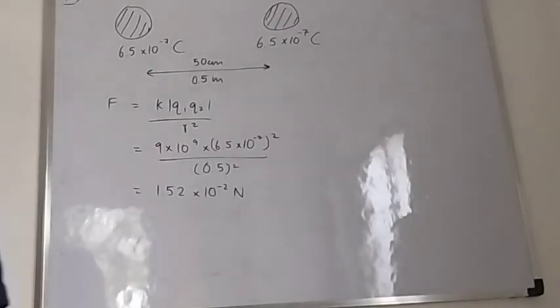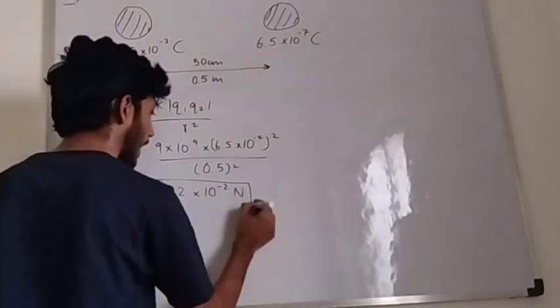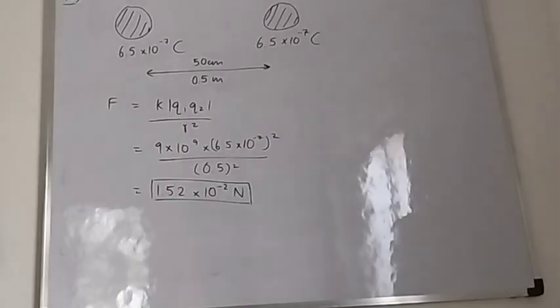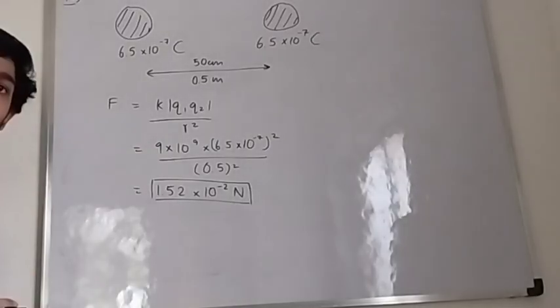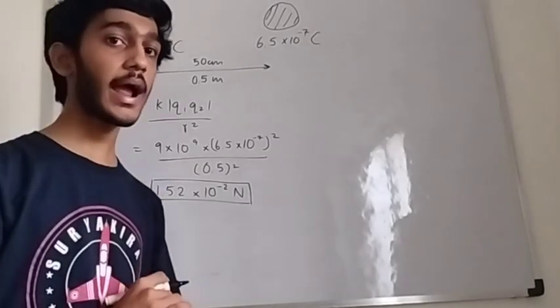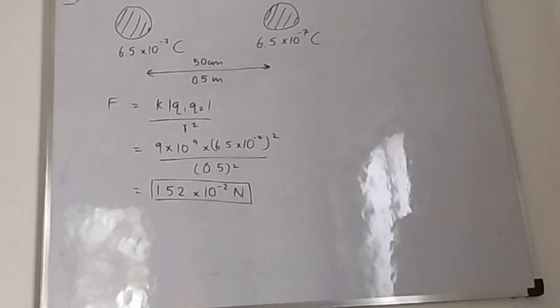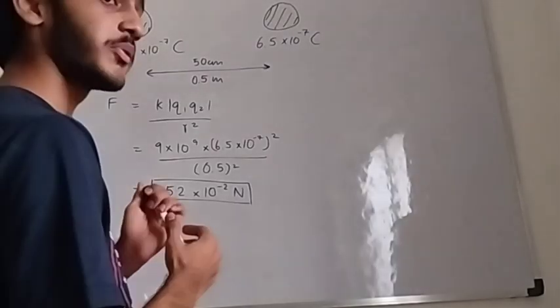Yeah, this will come out to be this. You can calculate it later. Okay, and in the second part it is asked what will happen to the force if the charge is doubled and the distance between them is halved. Okay. Yeah, force of repulsion if charge is doubled and distance between them is half.